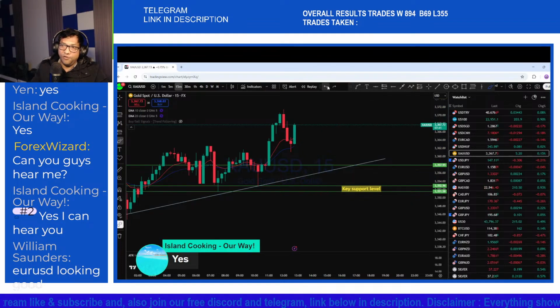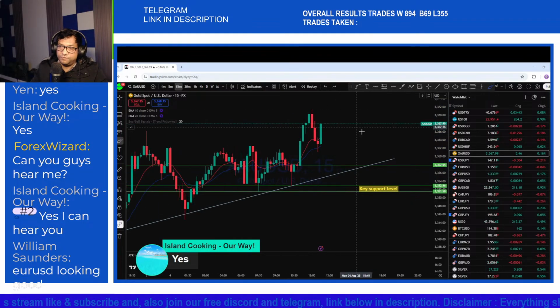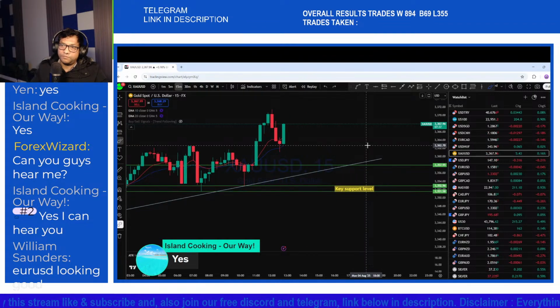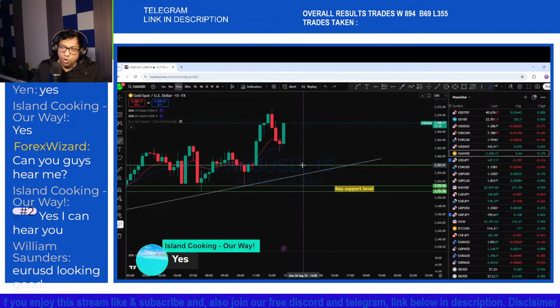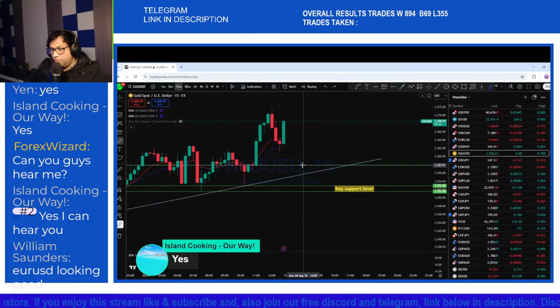Are you guys ready for any entry? That is where our entry is. At the moment, we are waiting for the price to break that low and then reject back again in the direction of the trend.